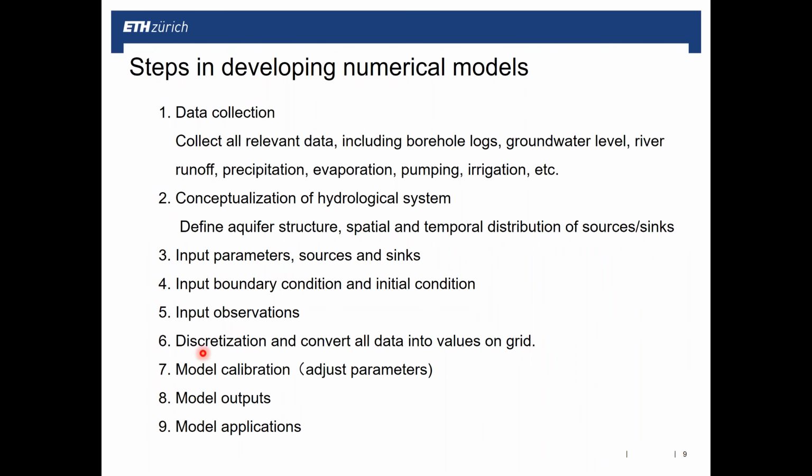And after that, you discretize your model. That means you will convert all the data that you collected into values on each grid. And after that, you have to adjust the parameters to calibrate your model and get a reasonable result. And based on this reasonable or acceptable numerical model, you can do some applications and assess some scenarios.